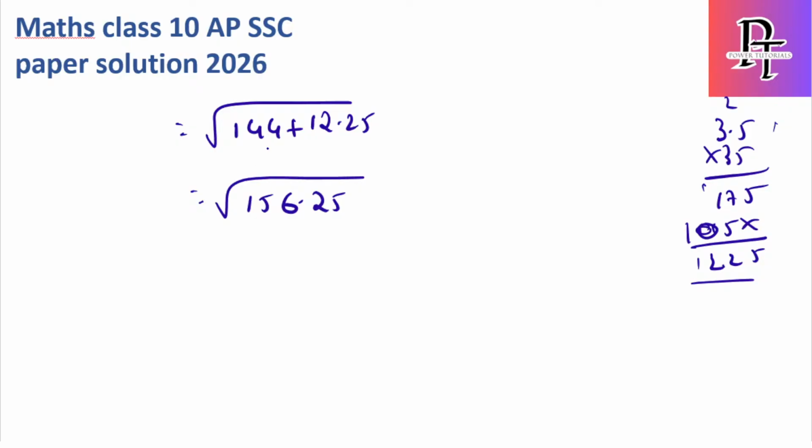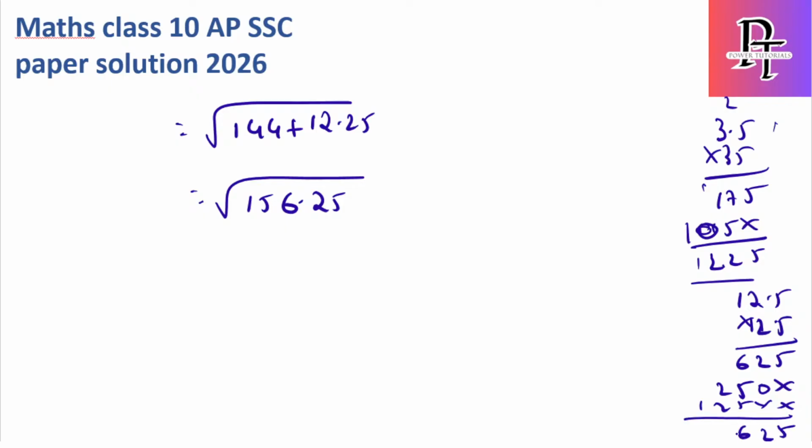Okay, 12 square is 144. So let's check for 12.5. What is the square root? 12.5 times 12.5 gives 156.25. Yes, correct, it is 156.25. So this value is nothing but 12.5. So the L value is 12.5 centimeters.